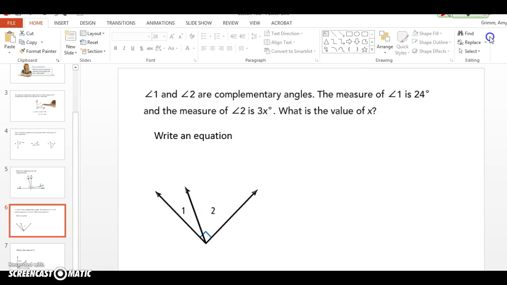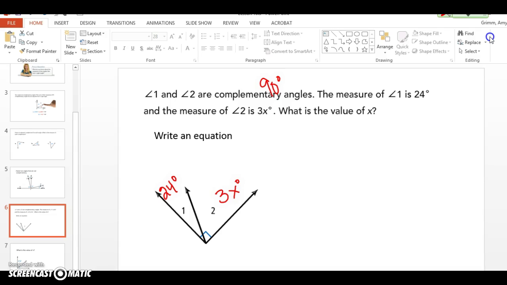We should be able to, because this is what we've been doing the whole time. Angles 1 and 2 are complementary angles. What does complementary mean again? Go to 90. Oh, 90. See, the more vocabulary I give you, the harder this gets. Complementary is 90 degrees, so angles 1 and 2 equal 90. The measure of angle 1 is 24, and the measure of angle 2 is 3x. What is the value of x?